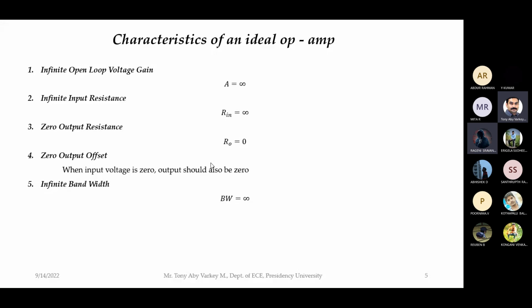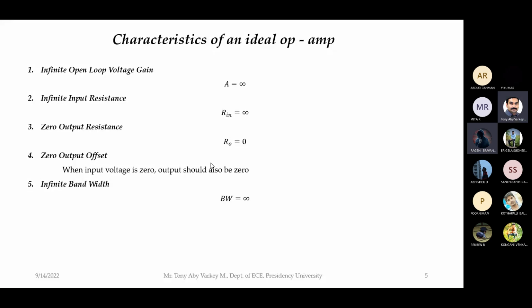Now, suppose you have an op-amp which amplifies a signal of 0 hertz with a gain of 2. Then it should amplify 10 hertz also with a gain of 2, 100 hertz also with a gain of 2, 1000 hertz also with a gain of 2, 10,000 hertz also with a gain of 2, 1 gigahertz also with a gain of 2. So that is what is meant by infinite bandwidth. It should amplify all the frequencies with the same gain.